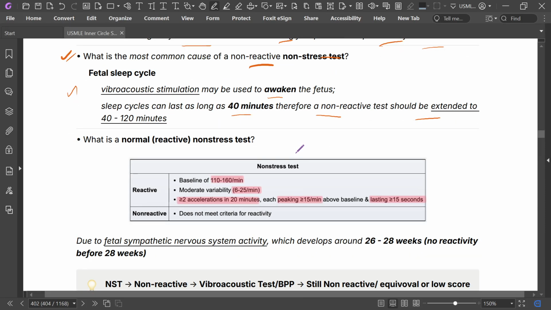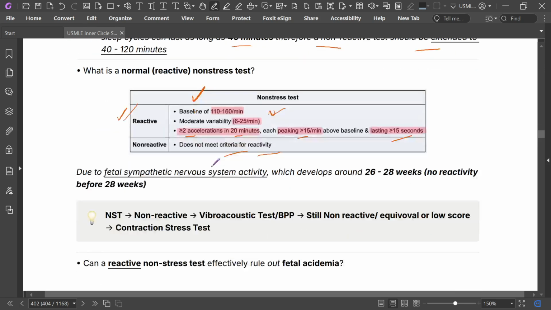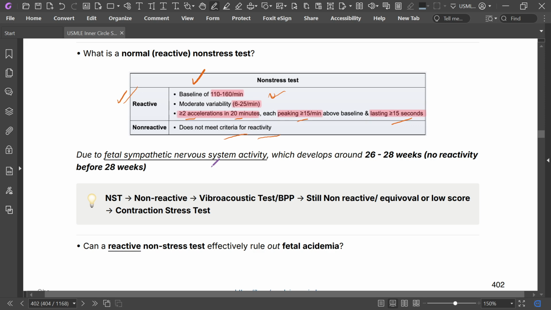So what is normal? That means reactive. A normal non-stress test has a baseline fetal heart rate of 110 to 160, moderate variability of 6 to 25, and more than 2 accelerations in 20 minutes, peaking more than 15 beats above baseline and lasting more than 15 seconds. Non-reactive does not meet the criteria for reactivity.